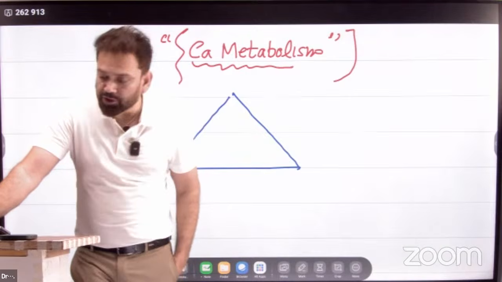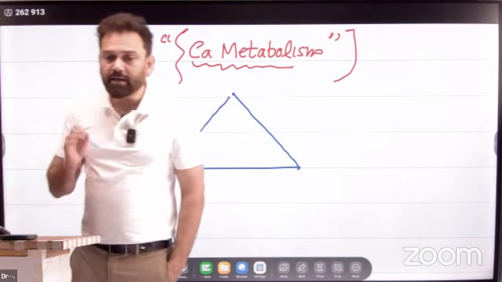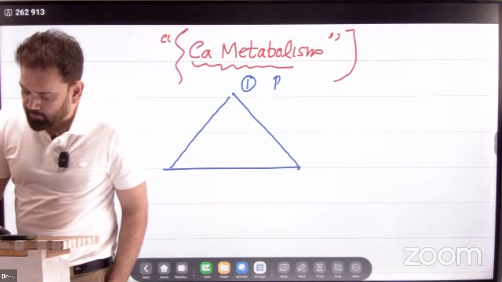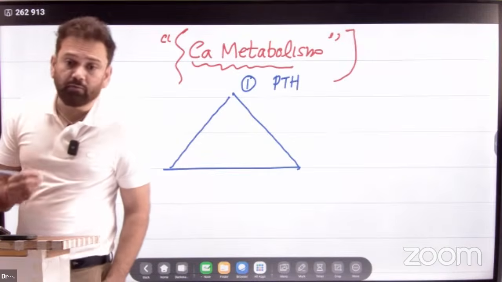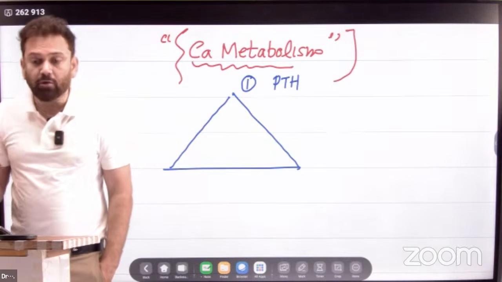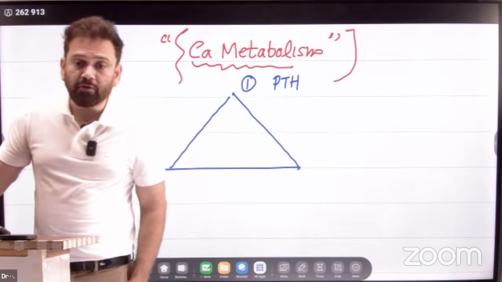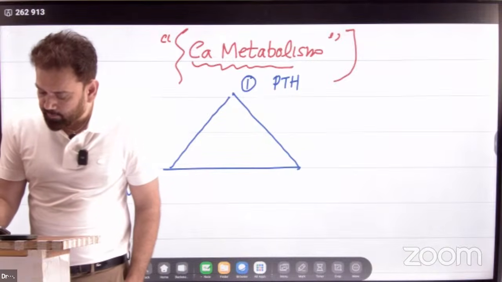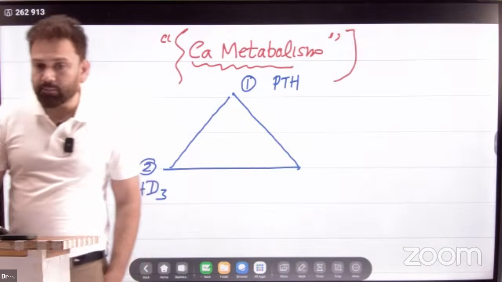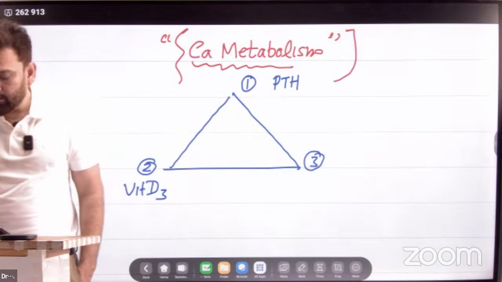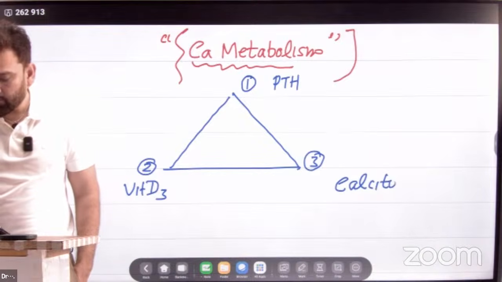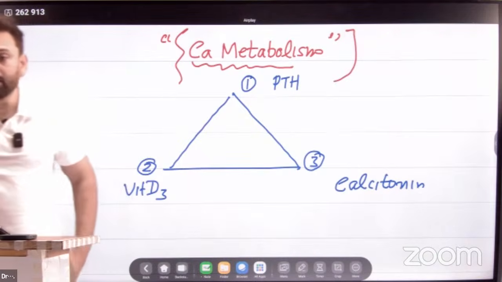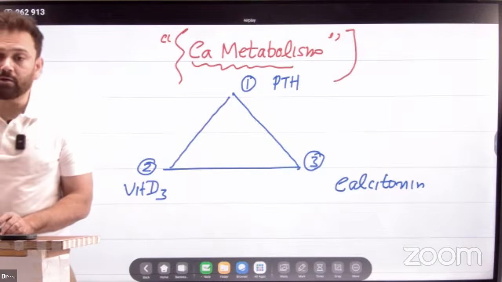The calcium metabolism. So question number one, how many hormones are involved in this metabolism? So number one is parathormone. If we see how many hormones are involved, number one, the most important is parathormone. So they can even ask you, write a short note on function of parathormone. Number two is vitamin D3. And number three, we can say calcitonin. So there are three hormones involved, and if you understand the function of these three hormones, it will be easy to answer a short note or long note.